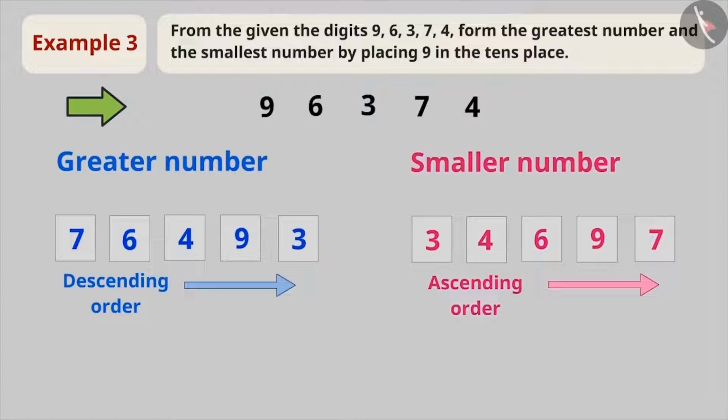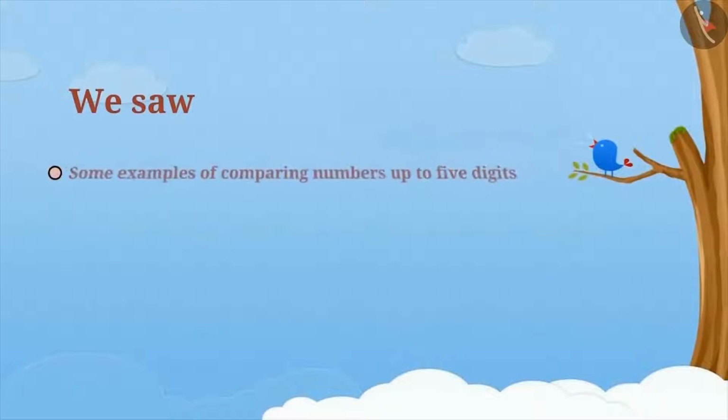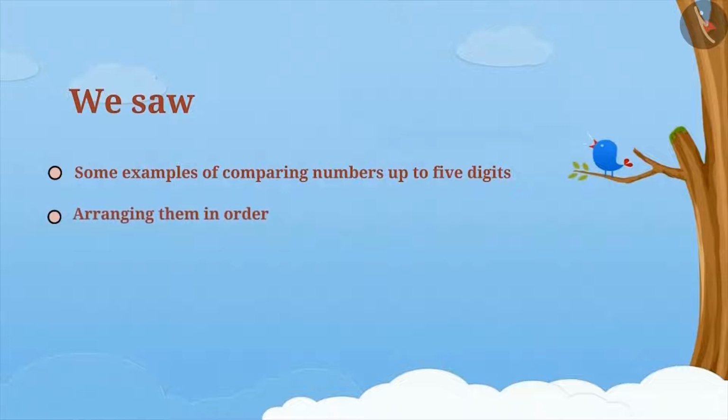This would have given you a better understanding of numbers up to 5 digits. So, in this video, we saw some examples of comparing numbers up to 5 digits, arranging them in order, and forming numbers.